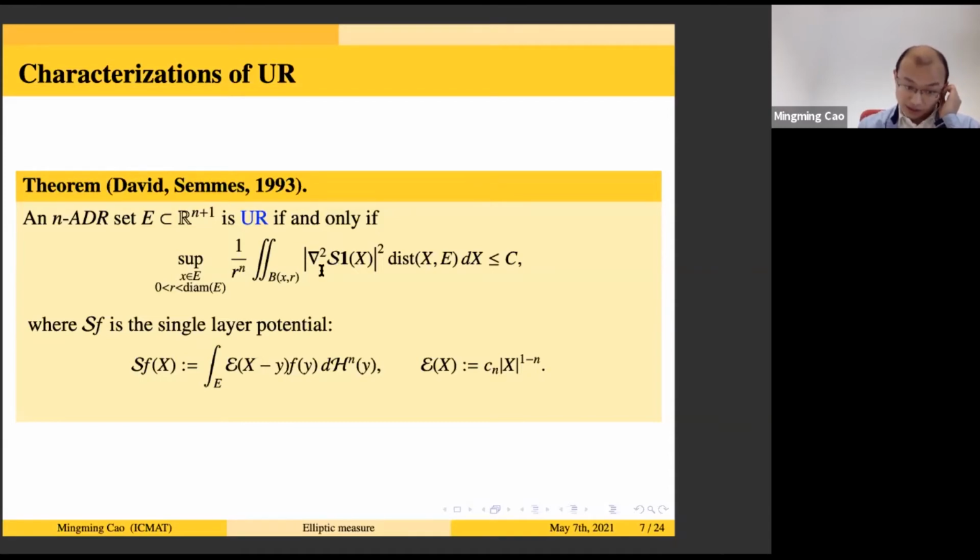It states that UR is equivalent to the Carleson estimates for the second order gradient of the single layer potential. Here, S f is a single layer potential, and E is the fundamental solution of the Laplacian in R^{n+1}. In practice, it's an important criterion to show UR.